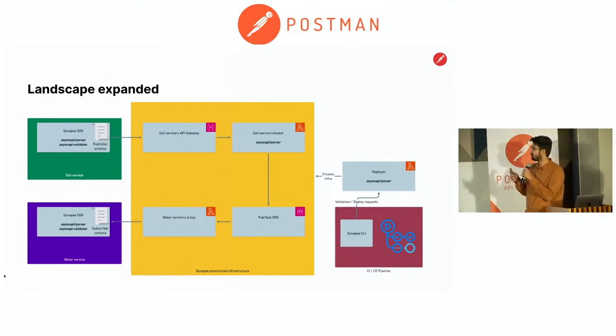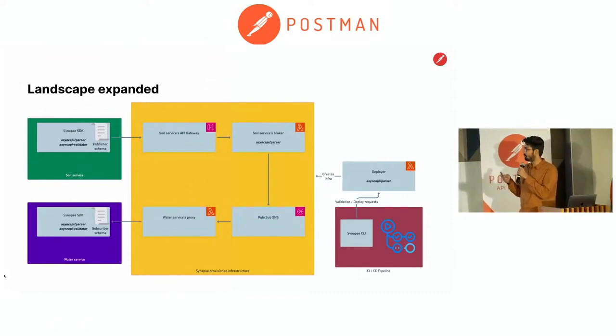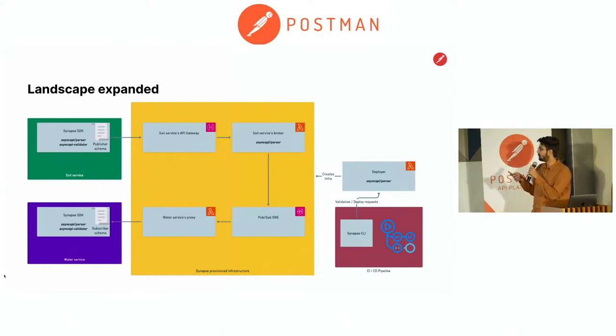The API gateway exposes APIs to publish events, subscribe to channels, and also to get the information of all the channels you can subscribe to. The API gateway exposes APIs and it is powered by the broker Lambda basically. So the API gateway sends the event to the soil service's broker Lambda, and the broker Lambda sends the event to the low humidity topic on SNS.